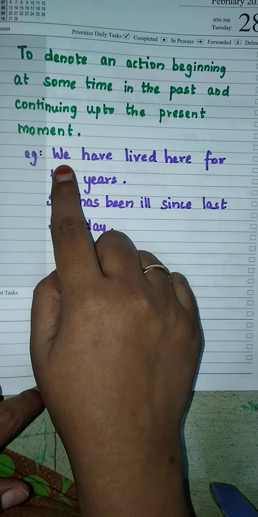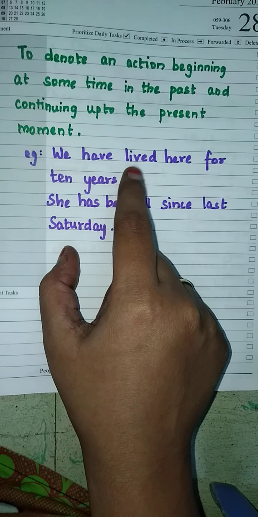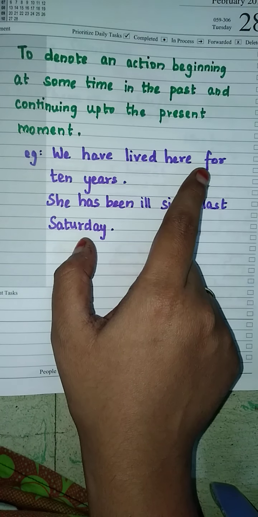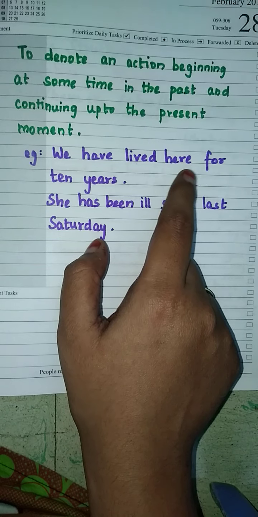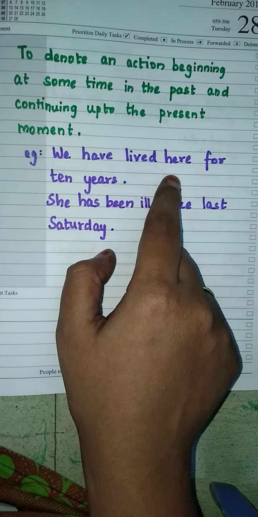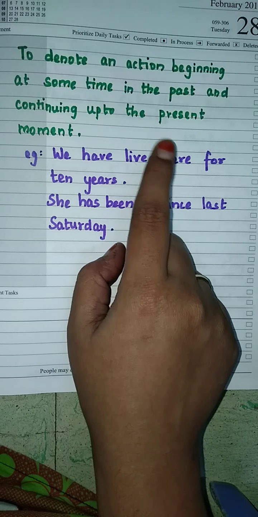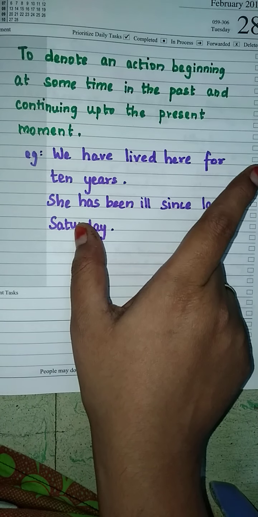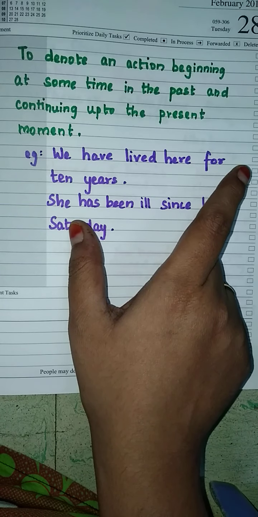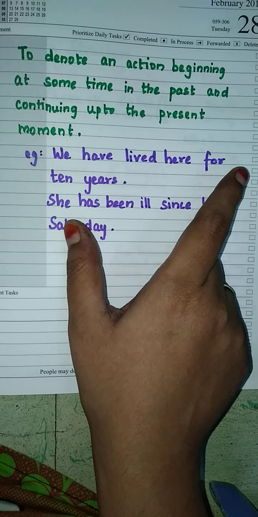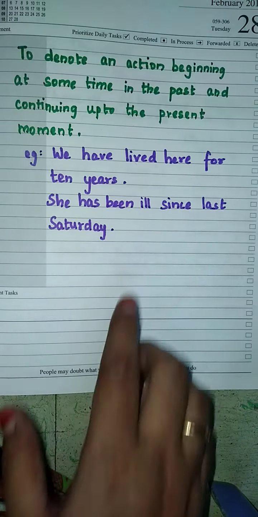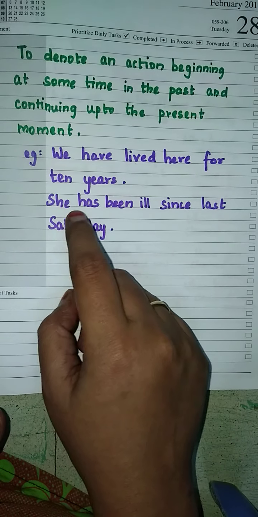So you can also say: we have been living here for 10 years. It means those people lived there and they are still living there. So it is acceptable for this kind of situation that both present perfect and present perfect continuous can be used. But anyhow, I will explain present perfect continuous in detail in the next video. Okay, let us see the next example.